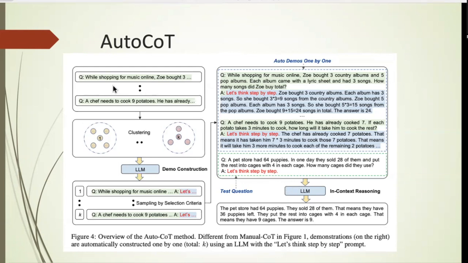So this is the idea of auto chain of thoughts. Auto chain of thoughts prompts the LLM multiple times. Yeah, to your previous question, over here it will query the LLM multiple times to build your demonstrations automatically.